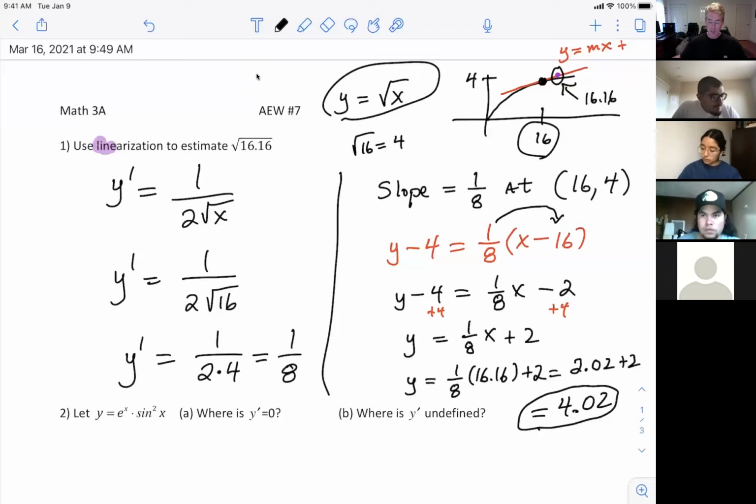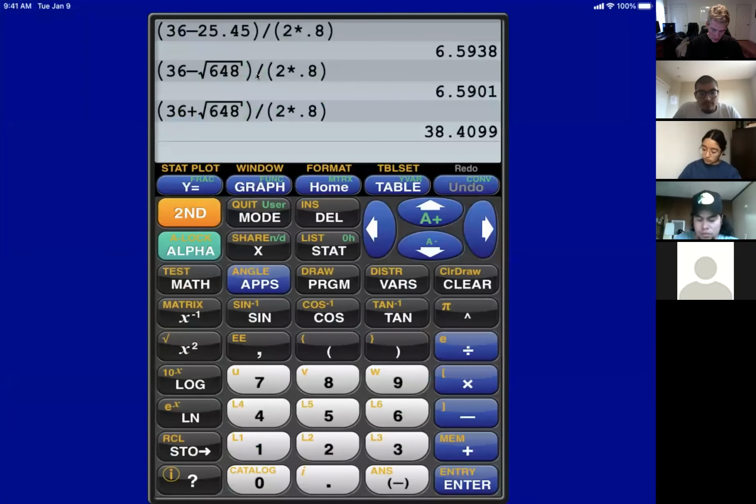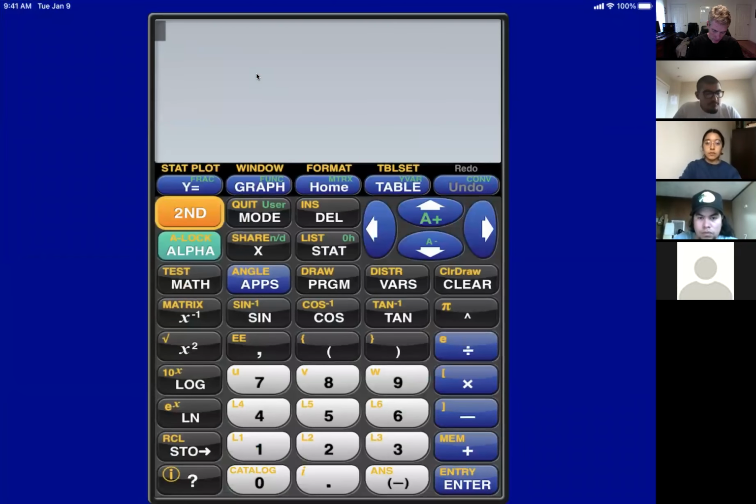Now that I've done all of that without a calculator, now I'm going to use a calculator and see what the actual answer is, see how close it is to 4.02. So the square root of 16.16, and my answer was actually correct, at least to the first 4 decimal places, 4.0200. So that is a really good estimate.